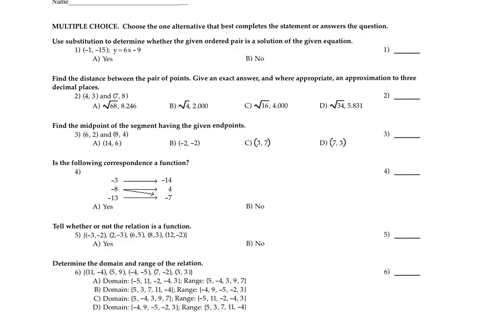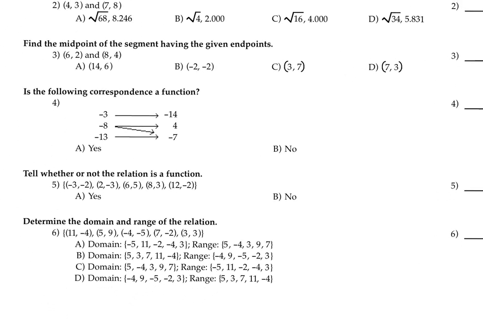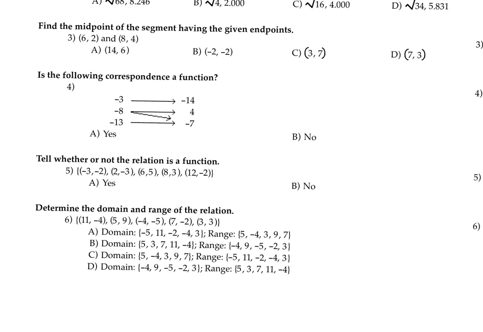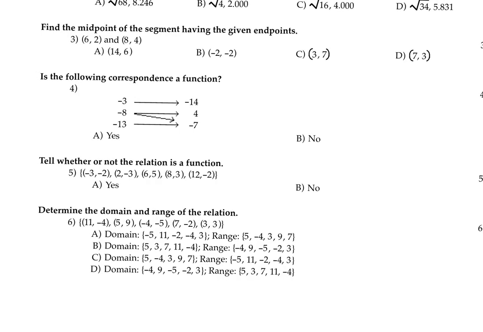Number 2 is distance. The formula's on the board. Number 3 is midpoint. The formula's on the board. On number 4, we talked a little bit about mappings when we do something like this.